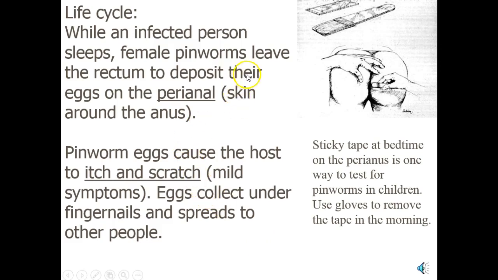usually, I don't know why they do this, but at night your peristalsis slows down, your body quiets, and the females will crawl to the perianal. Peri means around, so around the anus, and they'll lay their eggs. And these darn eggs itch, and so the host is going to scratch, and that's one of the symptoms, an itchy anus. Now sometimes if children don't wipe properly, they itch too. So just because the kid's scratching doesn't mean he or she's got pinworms.